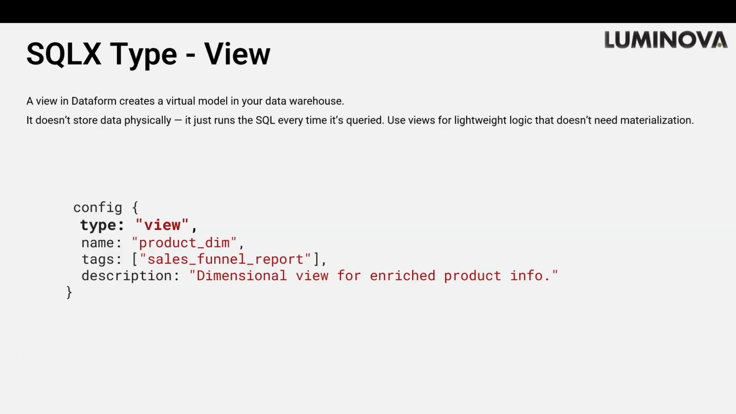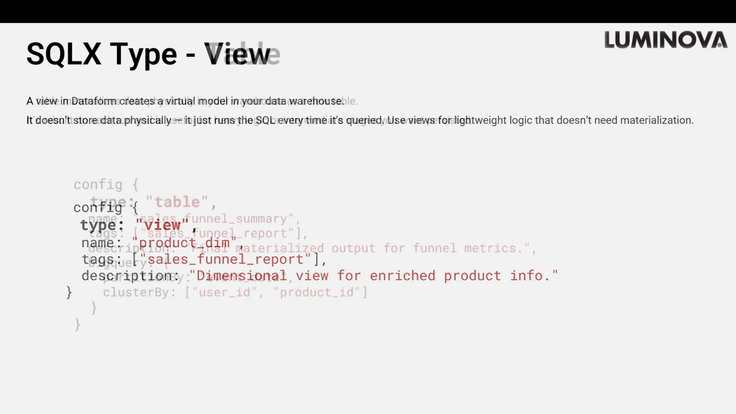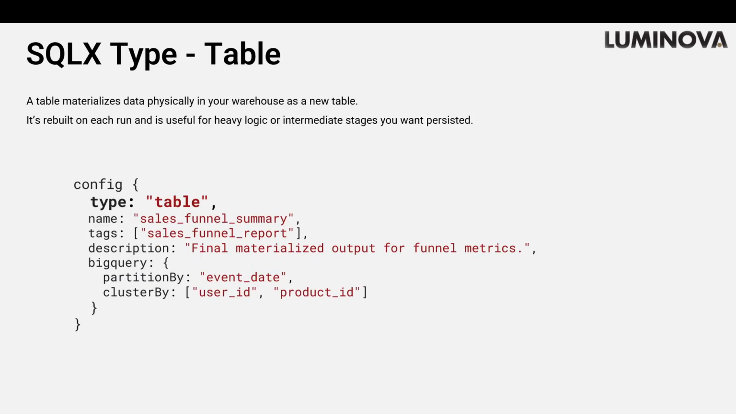Views are virtual models. They don't store data physically. They just rerun the SQL every time you query them. Use view when the logic is light or when you want to avoid unnecessary storage. They're perfect for reusable building blocks, filters, or dimensional models you don't need to materialize.